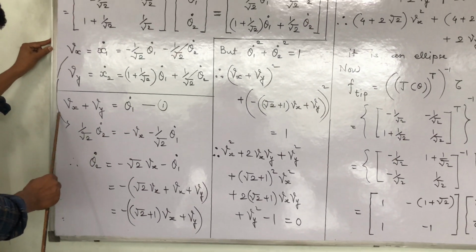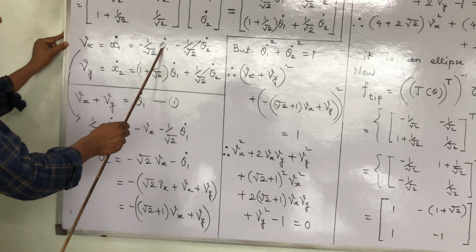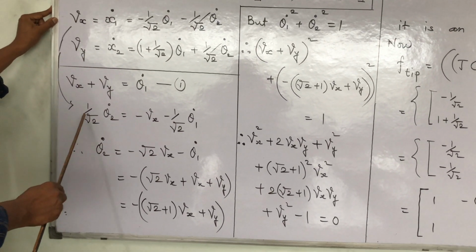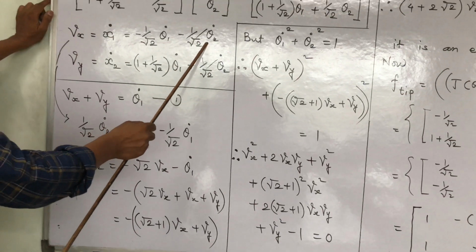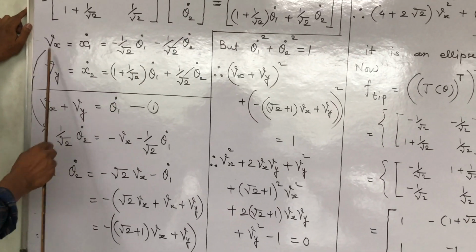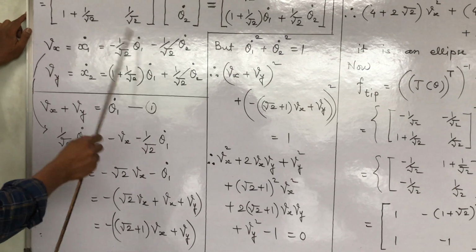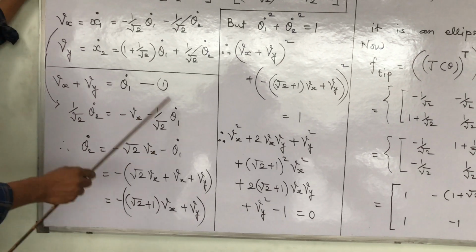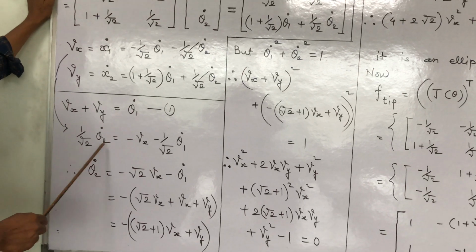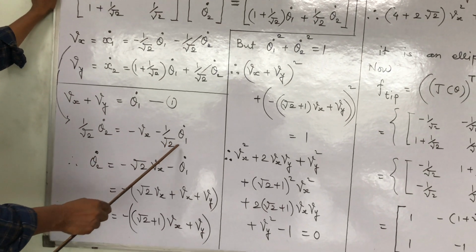From this, if we put this value of theta 1 dot in this equation, we get 1 by root 2 theta 2 dot. Subtracting 1 by root 2 theta 2 dot, we get minus Vx. This one here, minus Vx minus 1 by root 2 theta 1 dot from this equation. Subtracting 1 by root 2 theta 1 dot, we get minus Vx minus 1 by root 2 theta 1 dot.